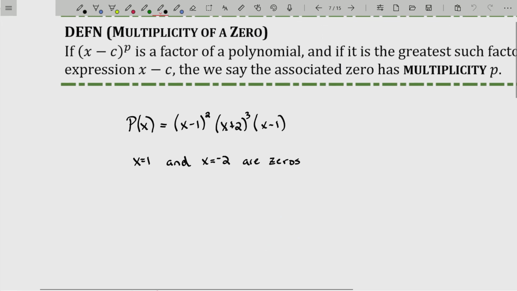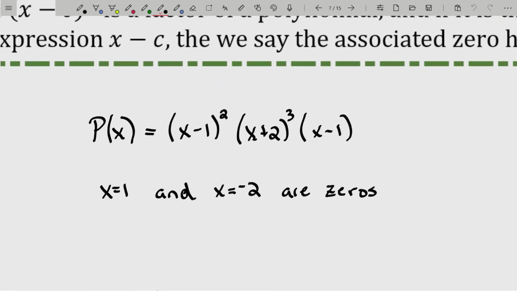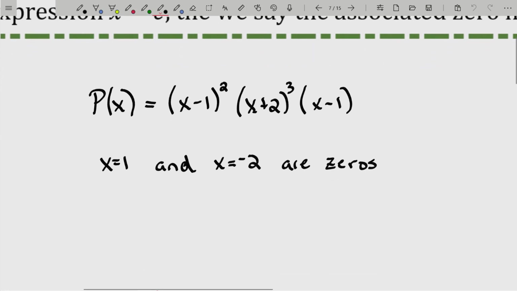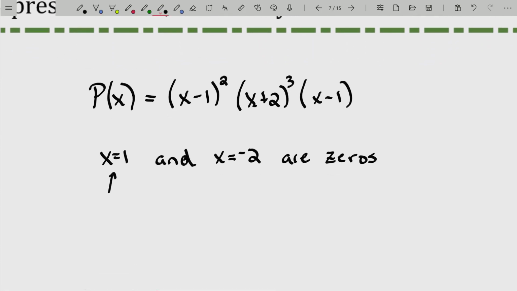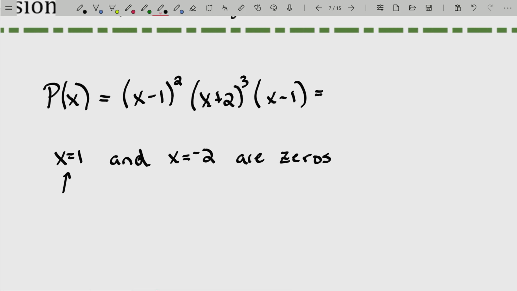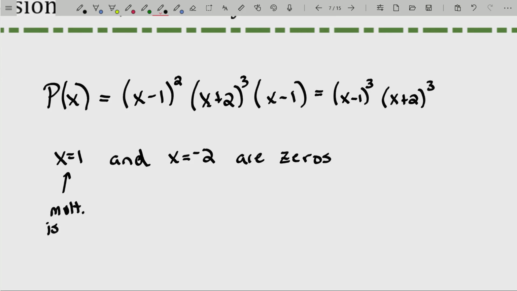So I'm saying, suppose that you have this polynomial and it factors like this. Then 1 and negative 2 are zeros. The multiplicity of the 0 for x equals 1 is not 2. It's the greatest such power of the factor x minus 1 in this polynomial. If you were to write this appropriately, it would be x minus 1 cubed times x plus 2 cubed as well. So really the multiplicity of that 0 is 3, and the same thing here. The multiplicity of this 0 is also 3.